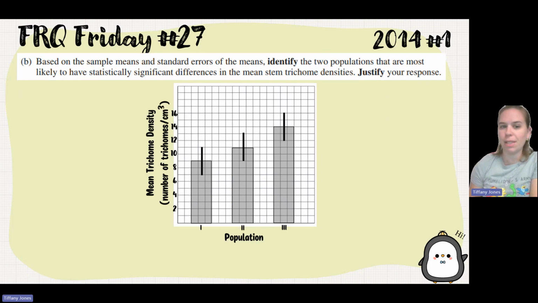So part B is based on the sample means and the standard errors of the means. Identify 2 populations that are most likely to be statistically significant in the mean stem trichome densities. And we want to justify that response. So if we look here at population 1, I see that population 1's error bar overlaps with population 2, but does not overlap with 3. We would then compare number 2. 2 overlaps with both 1 and 3, and then 3 overlaps with 2. So I can say that the 2 that are statistically significant would be 1 and 3 because their error bars do not overlap. So the standard errors of the means do not overlap between population 1 and population 3.